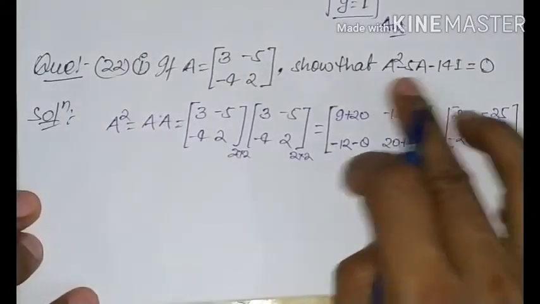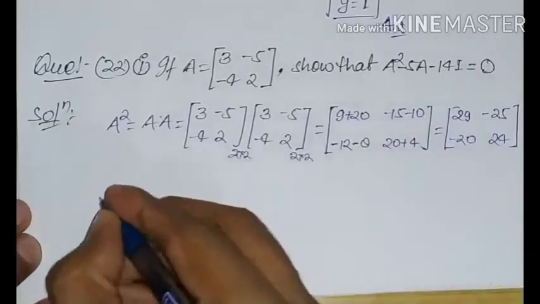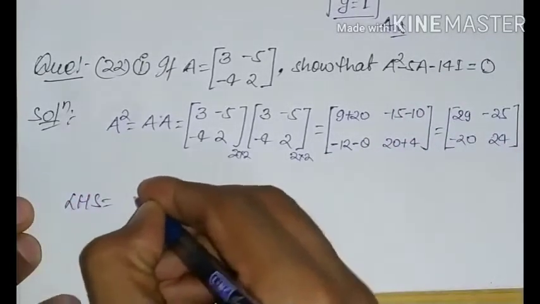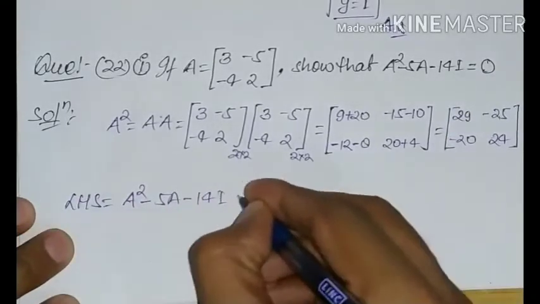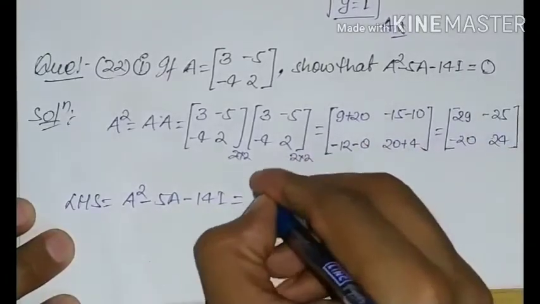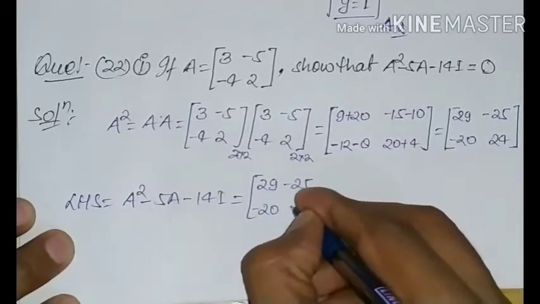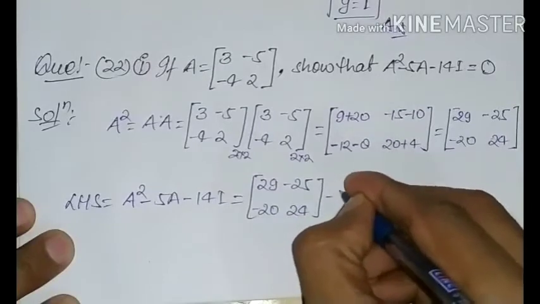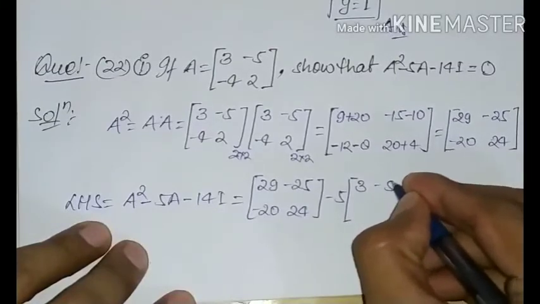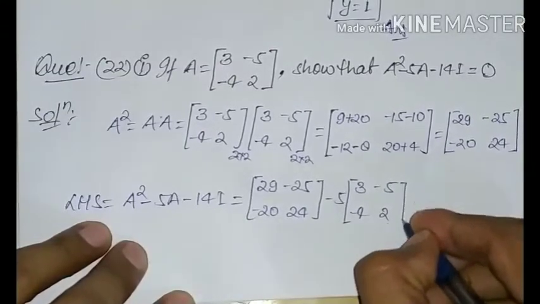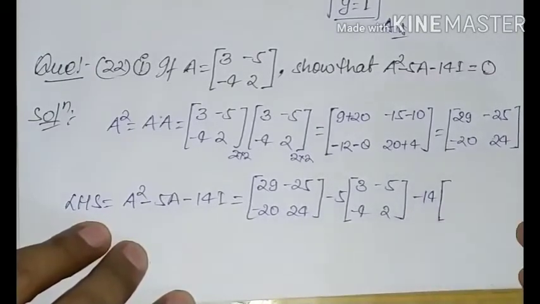The given left side is A square minus 5A minus 14I. I'm going to write the left hand side, which equals A square minus 5A minus 14I. The value of A square is 29 minus 25 minus 20 and 24, and minus 5 times A is 3 minus 5 minus 4 and 2, minus 14 times I, and I will be a 2 by 2 matrix.